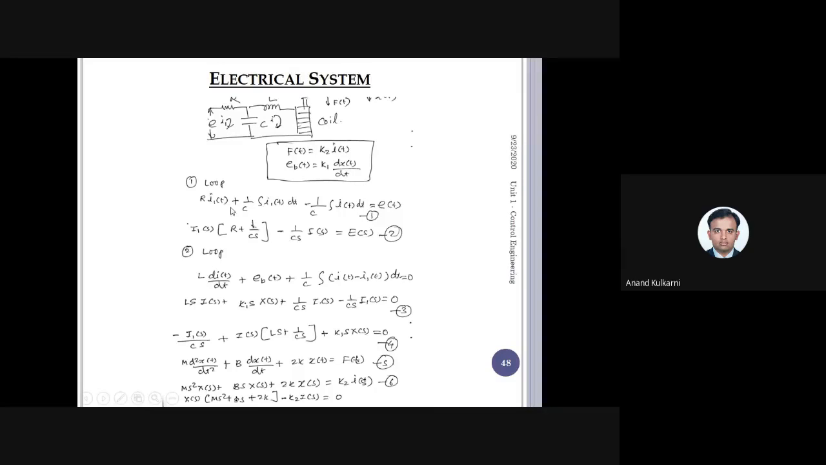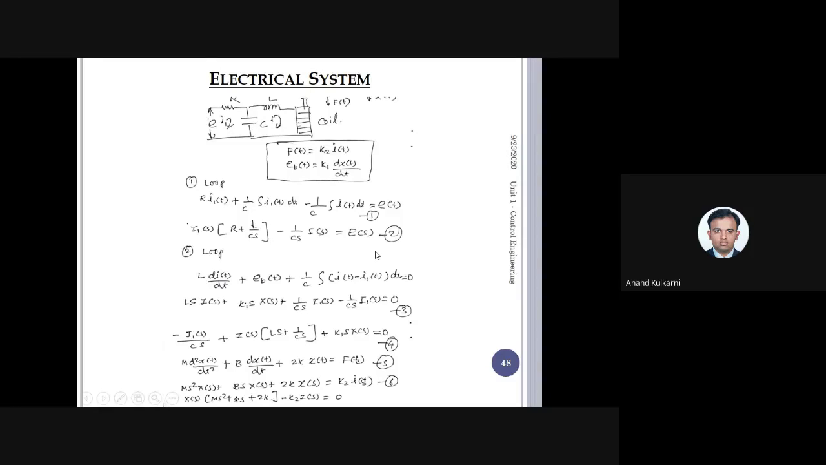So I have separated I1 and I2. If I take I1 common, then this is R plus 1 upon Cs, because integration is there, divided by S. Similarly, along with I2, that is the second loop current, that is 1 upon Cs I2 of S, with a minus sign, is equal to E of S. This is equation number 2.